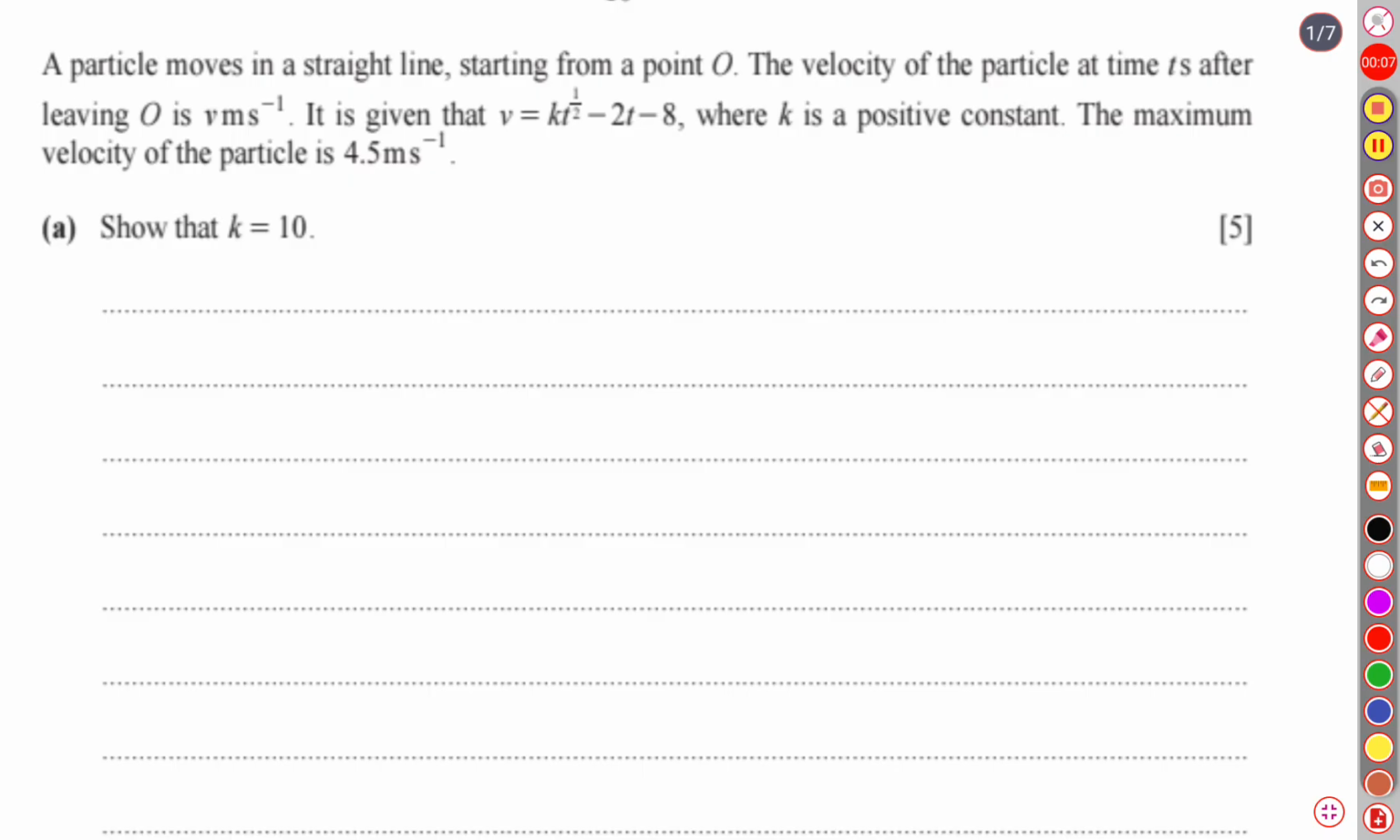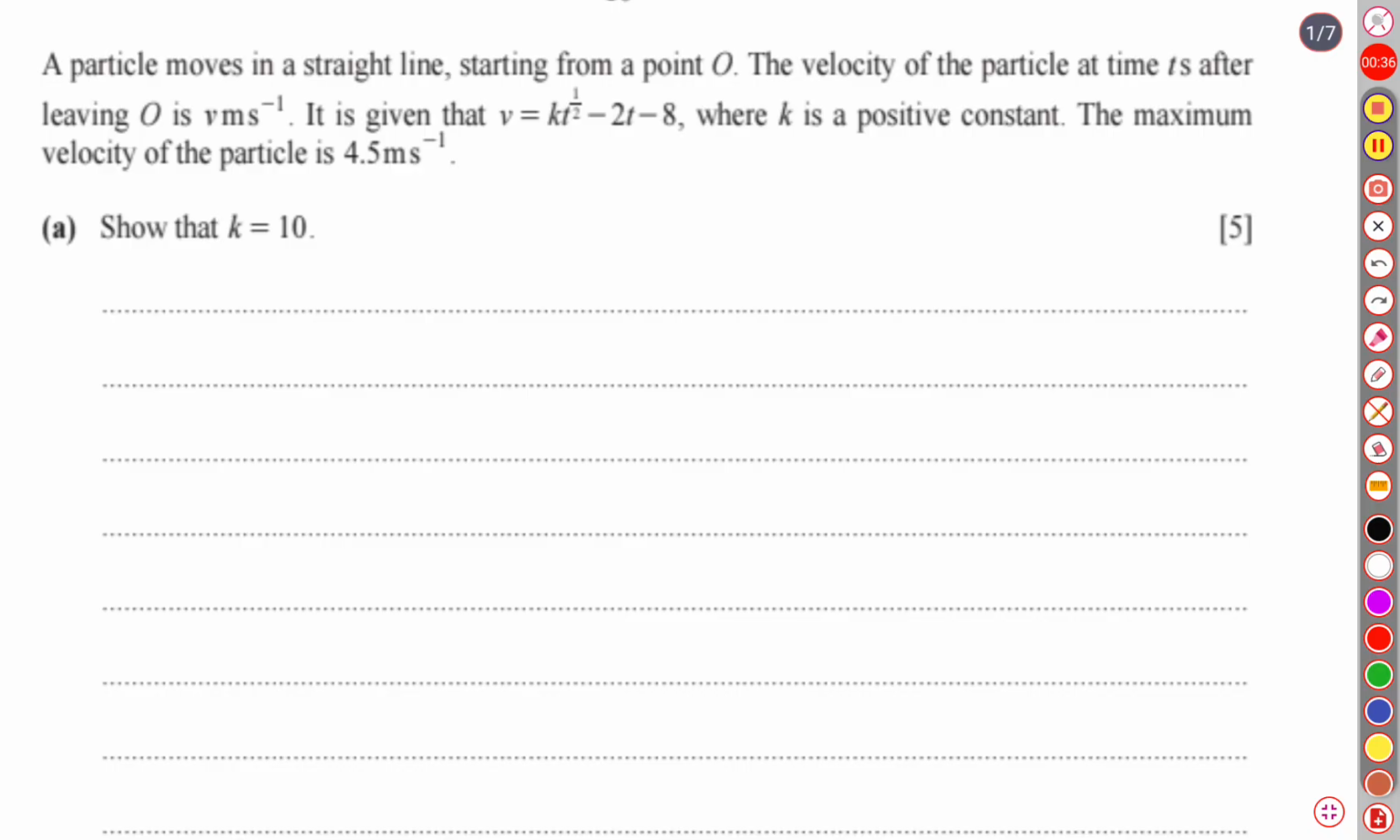Today we are going to solve a question from mechanics, and the question belongs to paper 9709/41 for the session May June 24. And we are going to solve question number 6, which says a particle moves in a straight line starting from a point O. The velocity of the particle at time t seconds after leaving O is v meters per second.